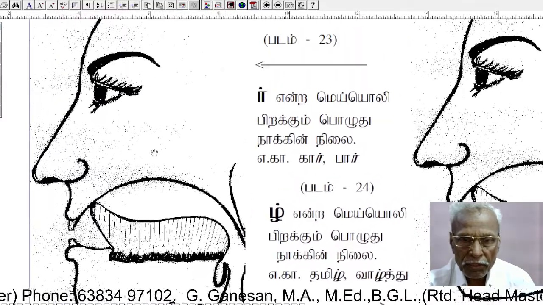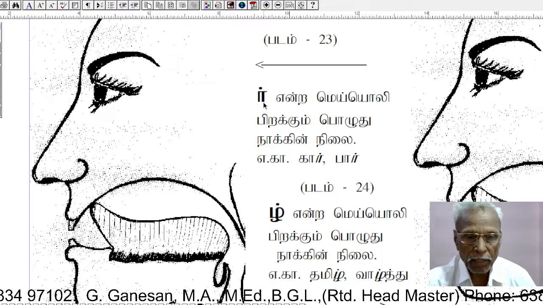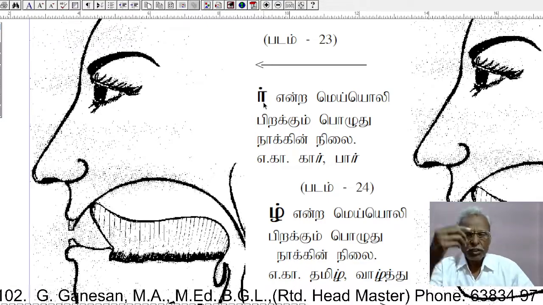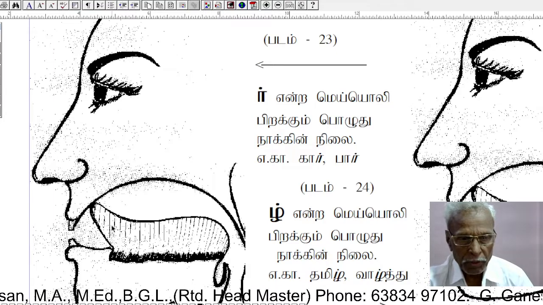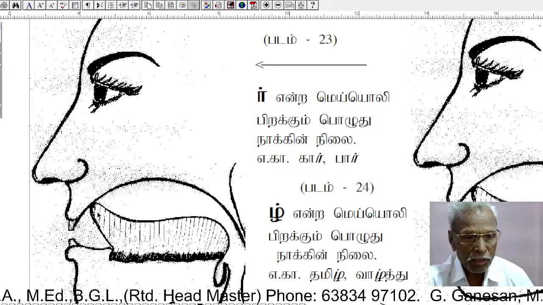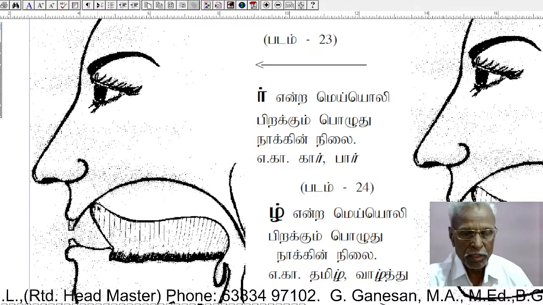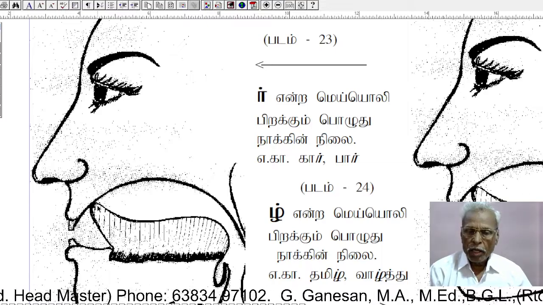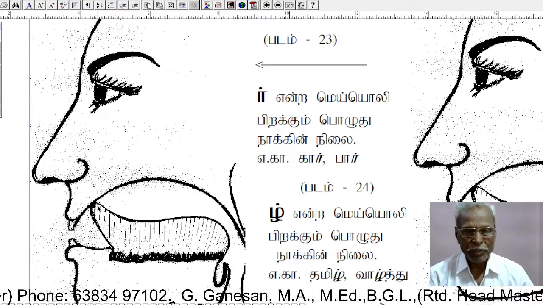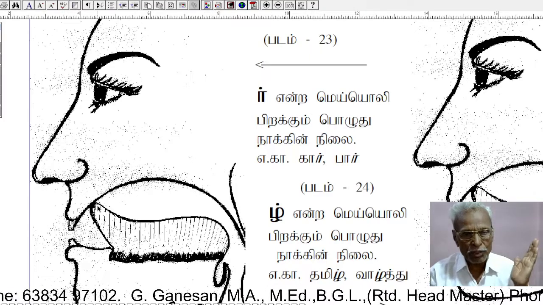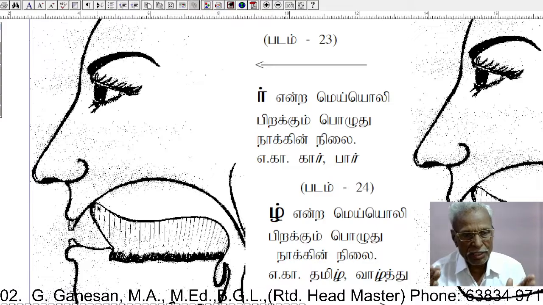Let us see the third phoneme, ir. See, this phoneme is produced by raising the tip of the tongue towards the hard palate and slightly pressing it and sending out the air through the sides of the tongue and the mouth.